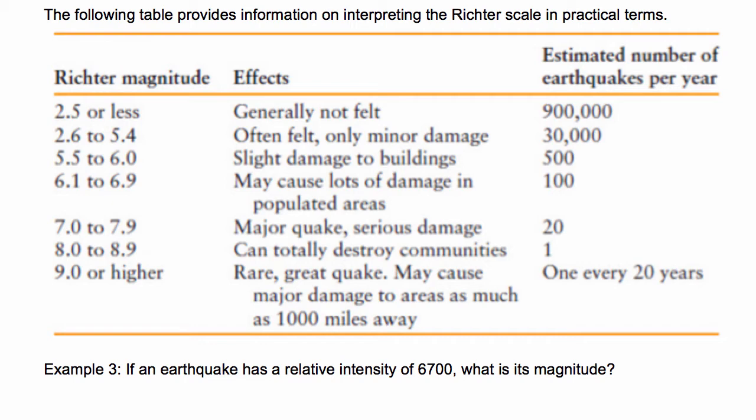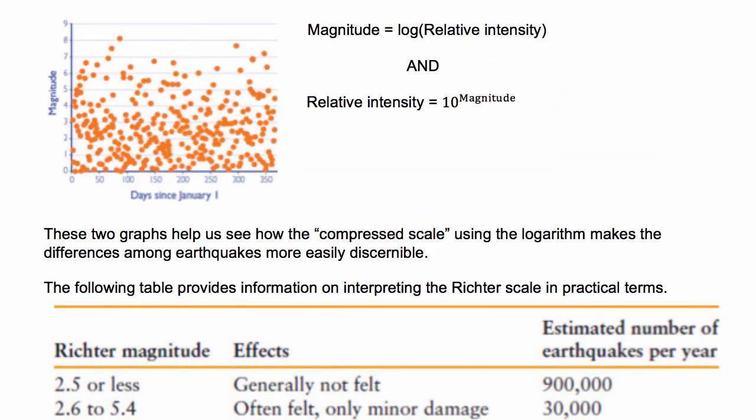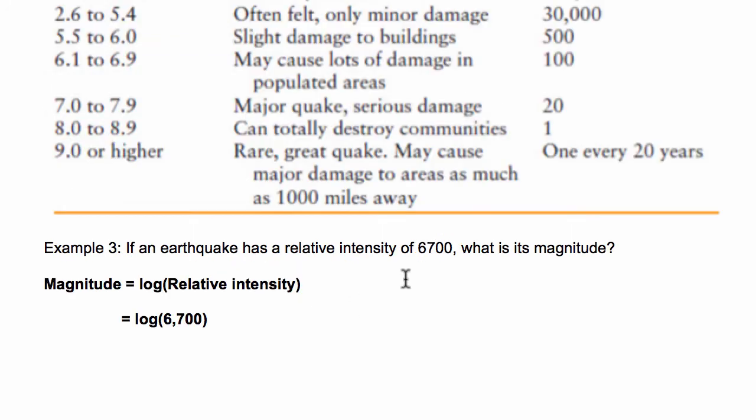Example 3. If an earthquake has an intensity of 6,700, what is its magnitude? To find this, let's review the formula for magnitude above. Magnitude equals log of relative intensity. So to find the magnitude of this earthquake, we will take the log of its relative intensity. That is the log of 6,700.